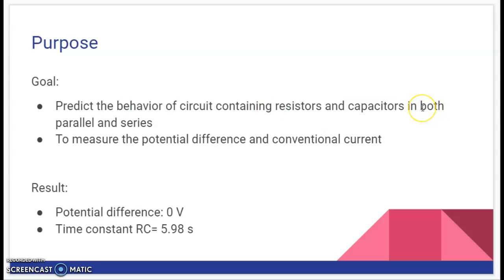The purpose of this experiment was to predict the behavior of circuits containing resistors and capacitors in both parallel and series circuits. It's also to measure the potential difference and the conventional current. As a result, we see that the potential difference is 0 volts, while the time constant RC is 5.98 seconds.